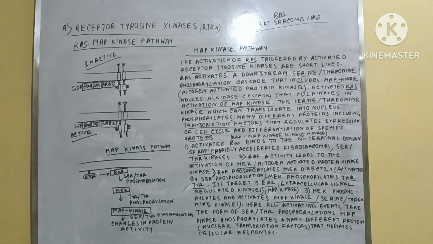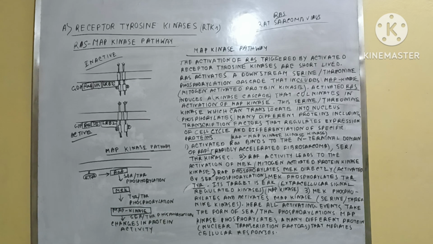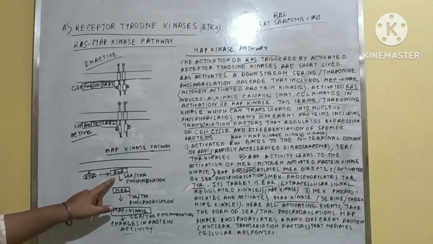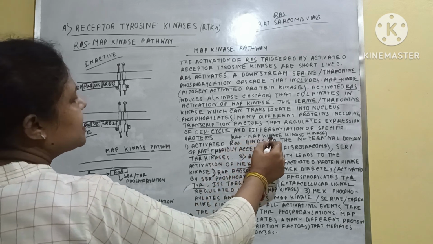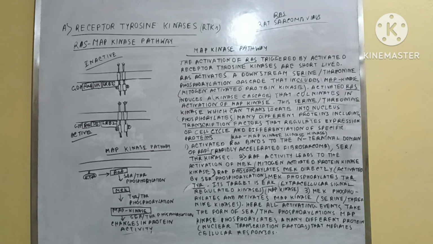And just after the activation of the MAP kinase, what is happening? Again, serine and threonine phosphorylation is occurring, and just after phosphorylation, the protein activity changes. Clear? So here RAF is first activated by GTP, and RAF is what? This is the MAP kinase kinase kinase, a triple kinase.